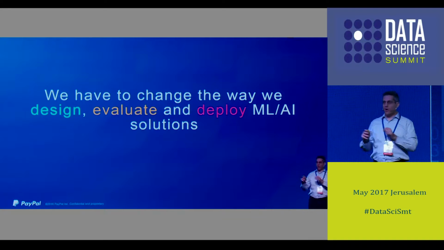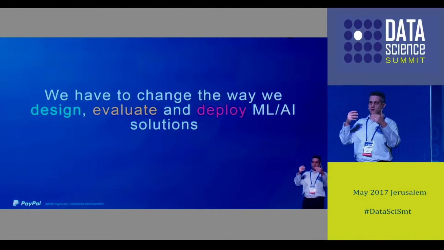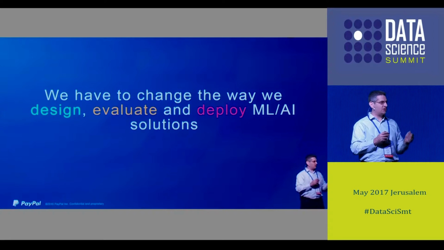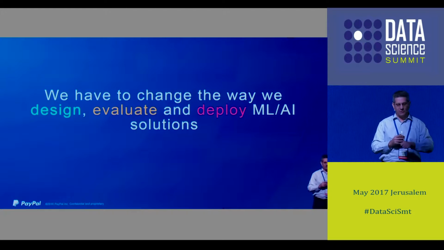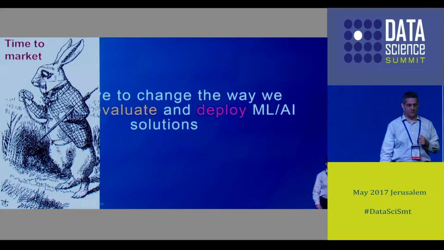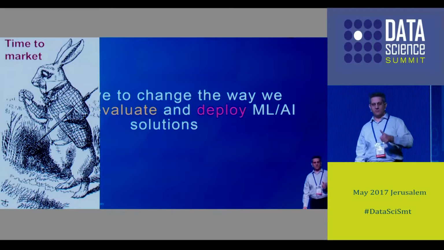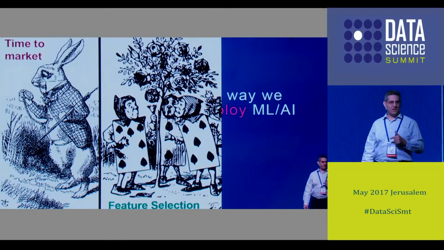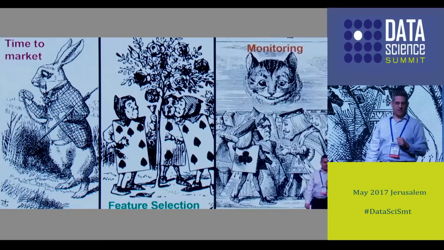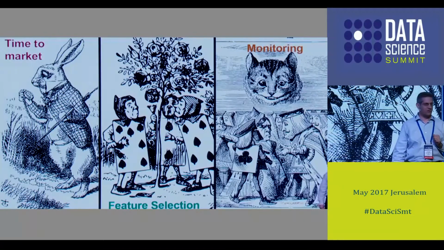In order to cope with this situation with adversarial machine learning, we have to change the way by which we design, evaluate, and deploy our solutions. We have to take into account time to market. We have to take into account the way we do feature selection, and we have to invest in monitoring our solutions.